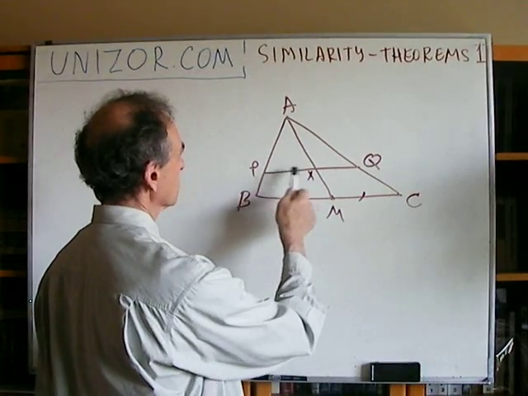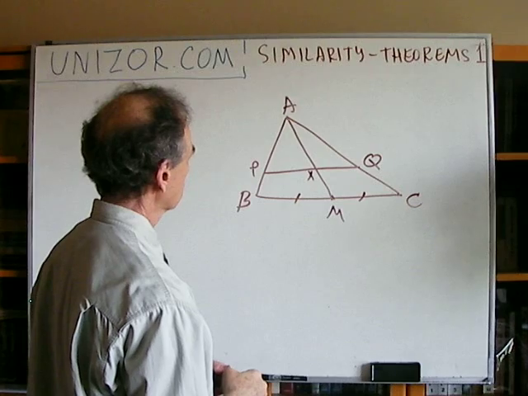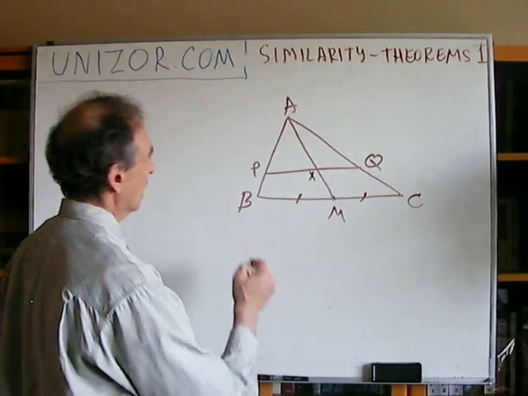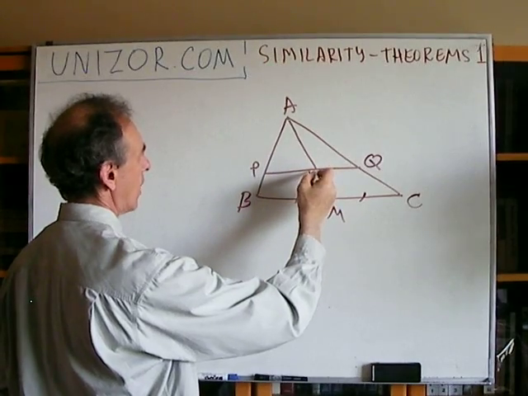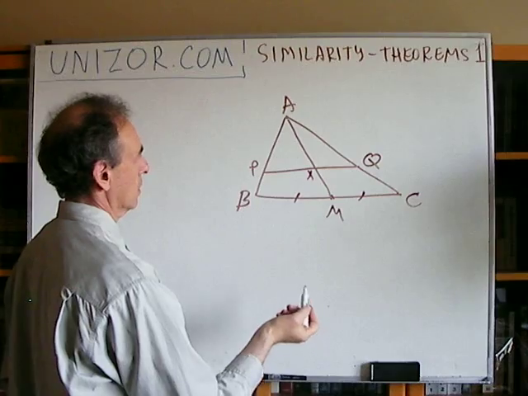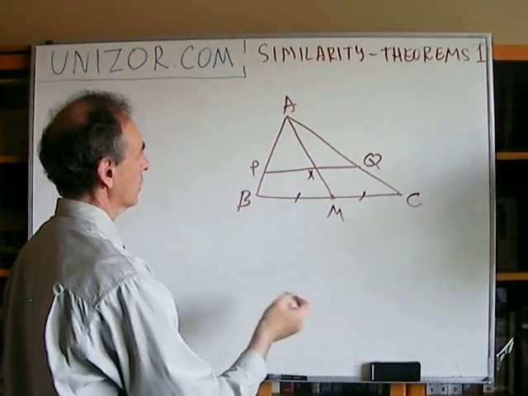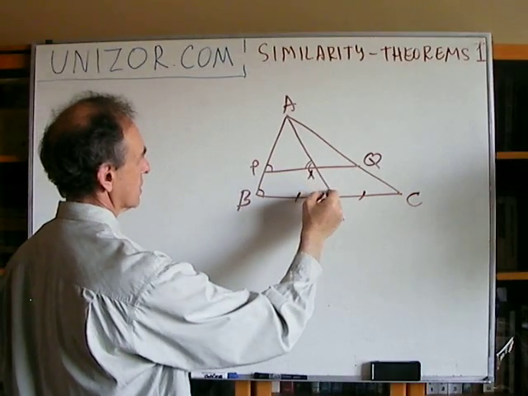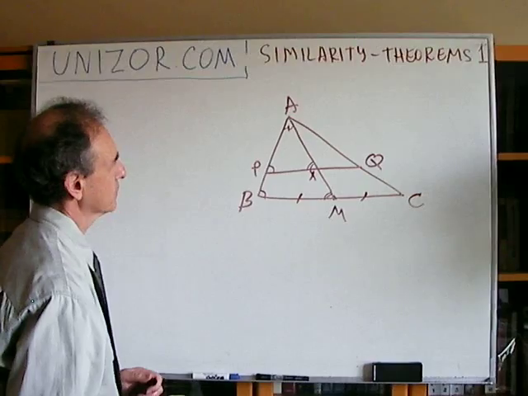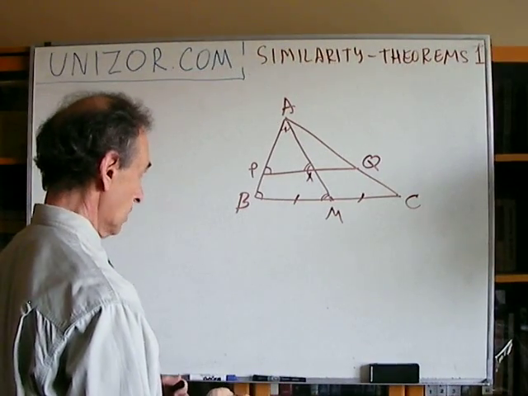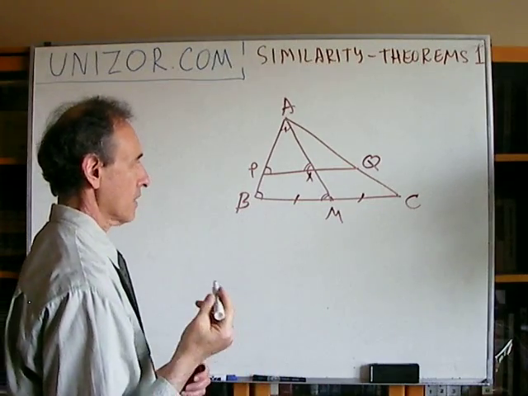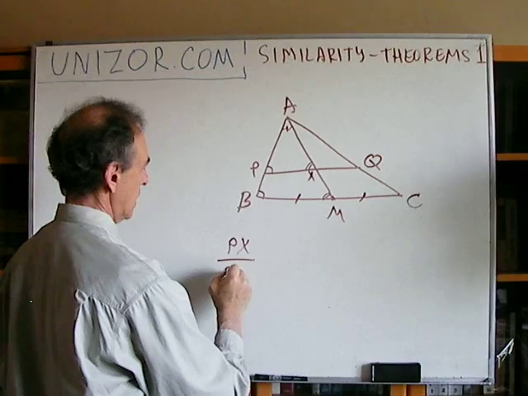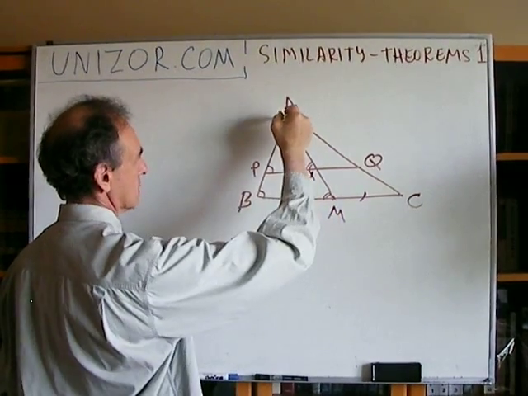So, how to prove that PX and XQ are equal to each other? Well, quite simply, because triangle APX is obviously similar to ABM. Since these are two parallel lines and a transversal, these angles are equal, these angles are equal, and this is the common one. So these two triangles are similar, which means there is a proportionality of their sides. PX relates to BM as AX to AM.